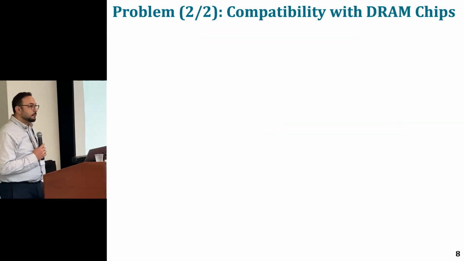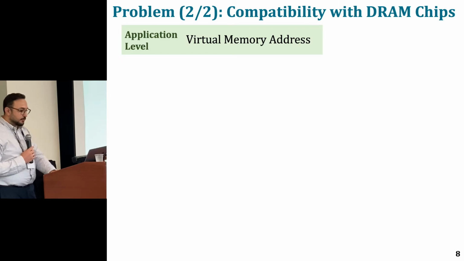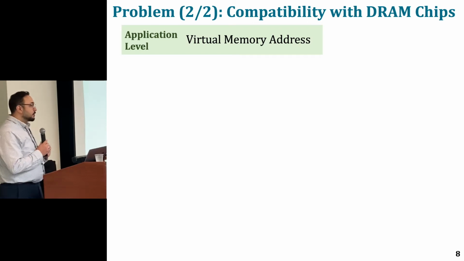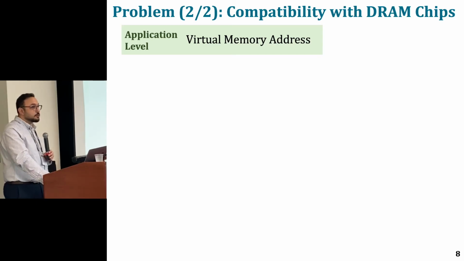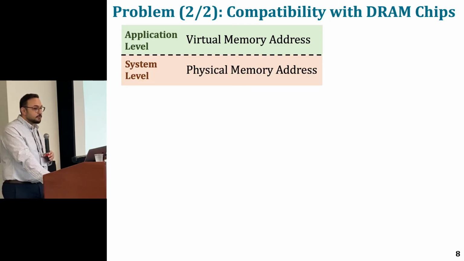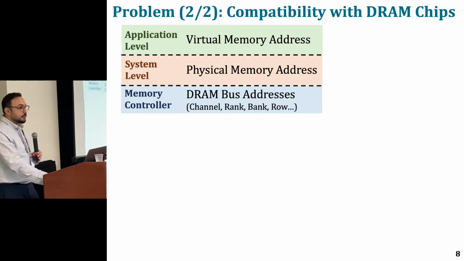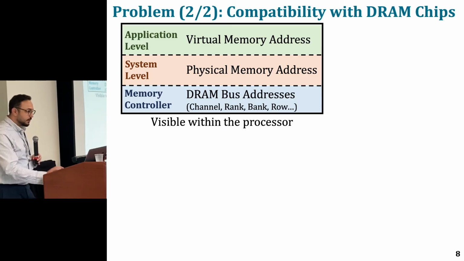The second problem is compatibility with commodity DRAM chips. I'd like to take a step back and revisit how we access memory today. At the application level, we use virtual memory addresses. At the system level, these virtual memory addresses are translated into physical memory addresses. Then in the memory controller, we parse these physical memory addresses to identify which channel, which rank, which bank we need to go to in the DRAM chip.